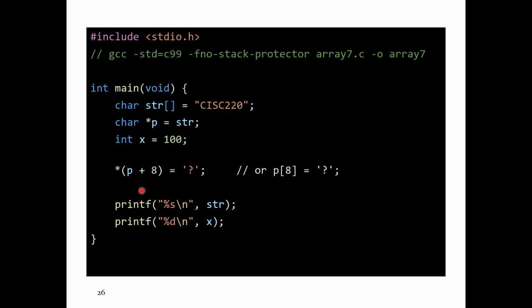Now here I go to p plus 8. There's p0, p1, p2, 3, 4, 5, 6. p7 is the /0. What's p8? Well, p8's whatever's after this array. It's whatever happens to be after that array. So it's not in the array, it's whatever happens to be sitting after the array.